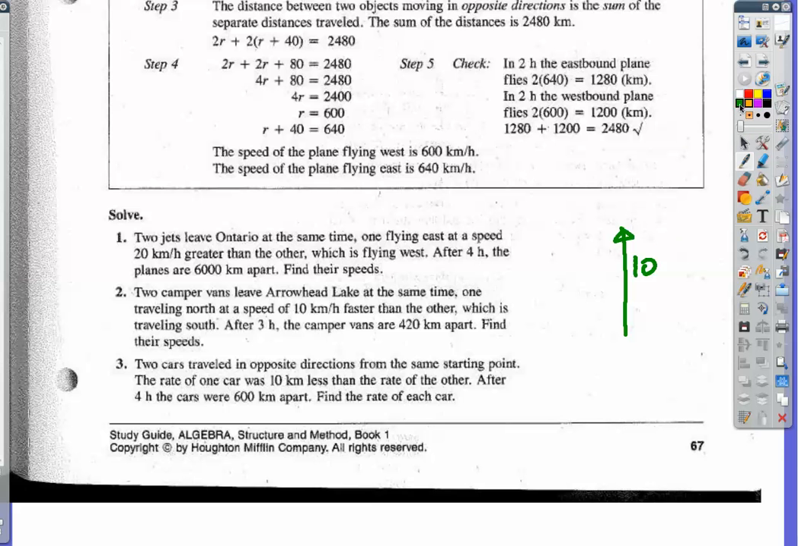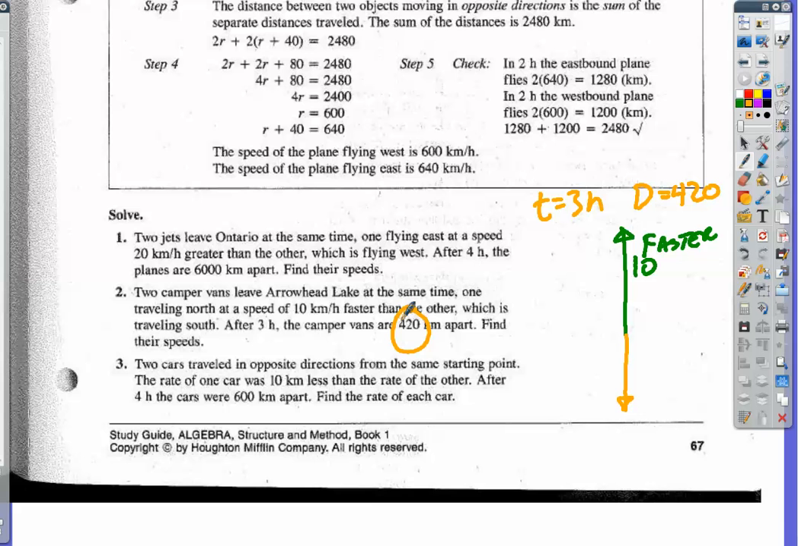And hold on a second, so I'm going to say this is 10 faster. And so my other one is traveling south, after 3 hours. So my time is going to be 3 hours. After 3 hours, the camper vans are 420 kilometers apart. 420 is a nice number because it has a lot of factors, makes it easier to write problems. Find their speeds. So I'm going to make my little table.